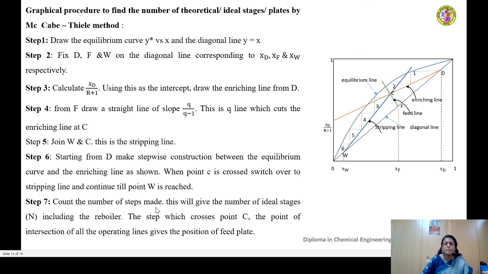Then count the number of steps made. That gives the number of ideal plates required, NP actually, including the reboiler. So that will give you NP plus 1. The step which crosses point C, the point of intersection of all the operating lines, gives the position of the feed plate. So whichever step is crossing point C, that step is the feed plate for the given situation.